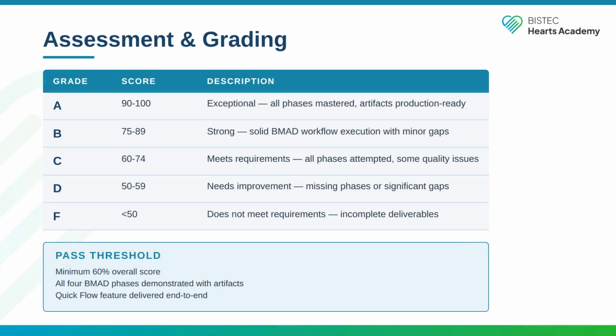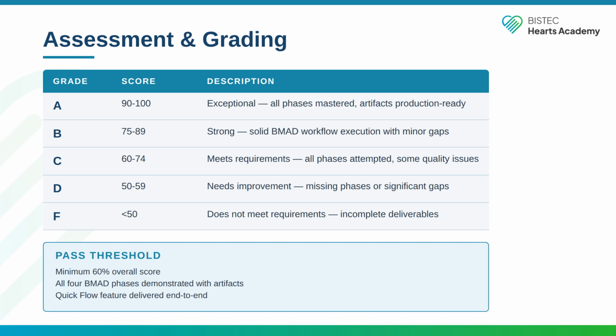The grading scale runs from A to F. An A, 90 to 100, means all 4 phases are mastered, and your artifacts are production-ready quality. A B, 75 to 89, means solid execution with minor gaps. A C, 60 to 74, means you met the requirements, but there are quality issues. D and F indicate missing phases or incomplete deliverables.